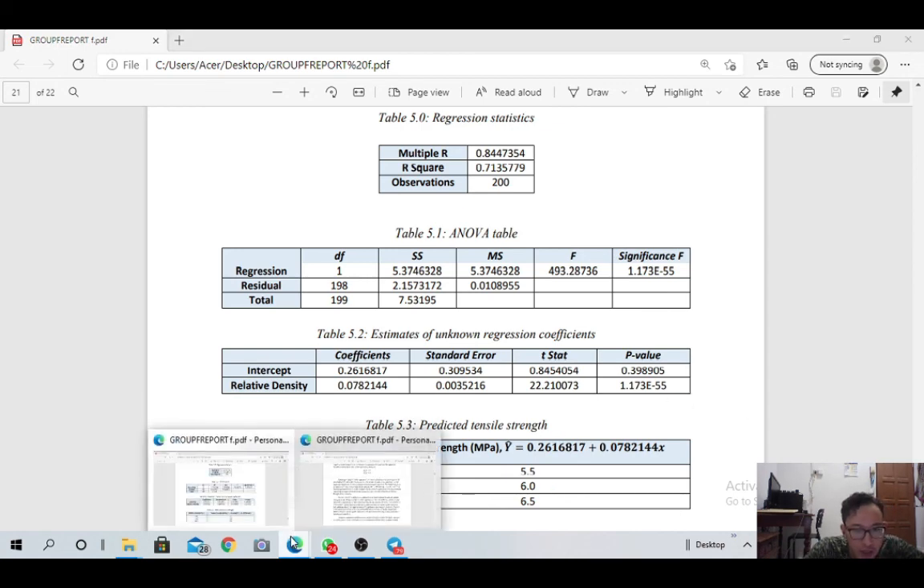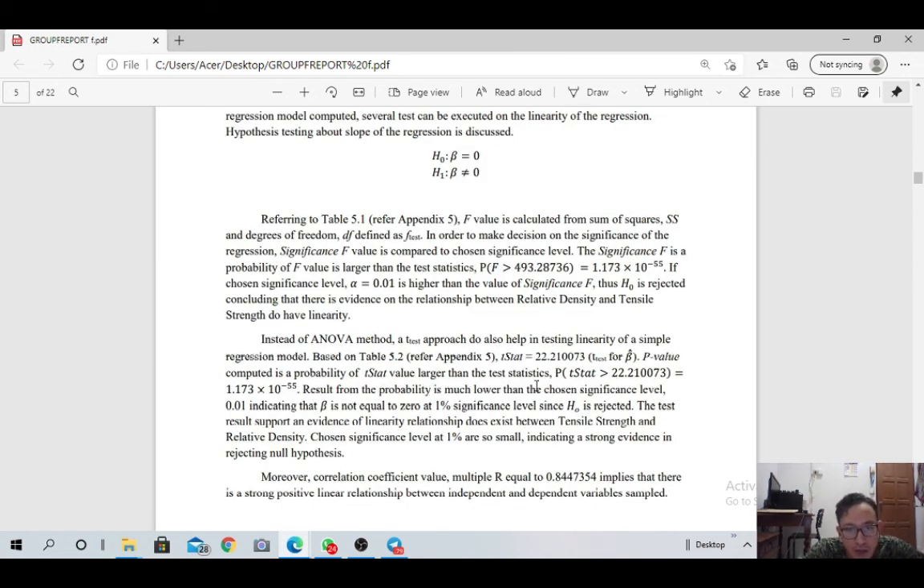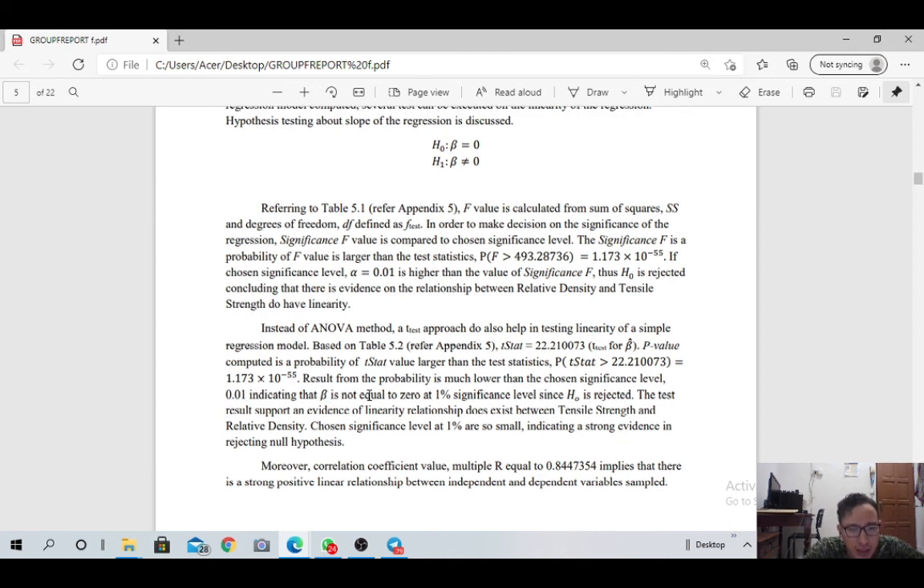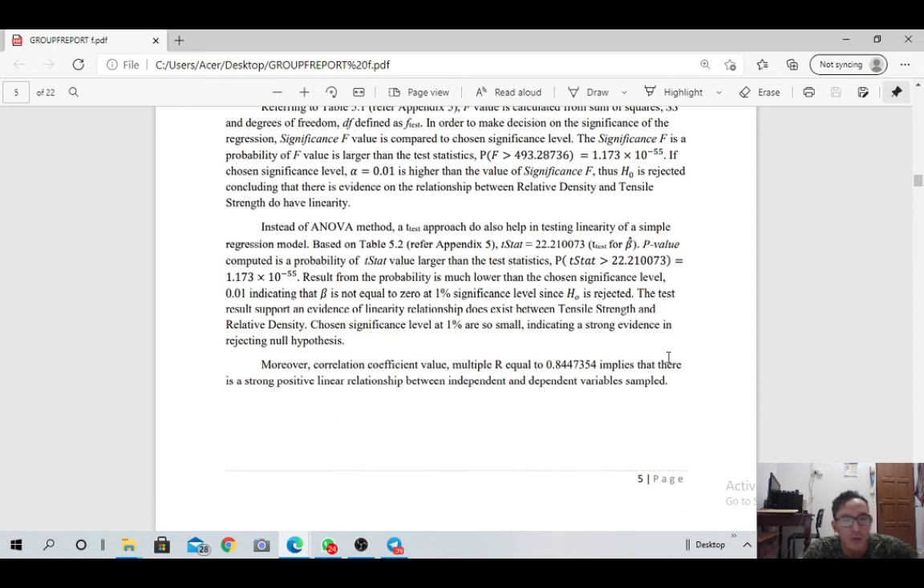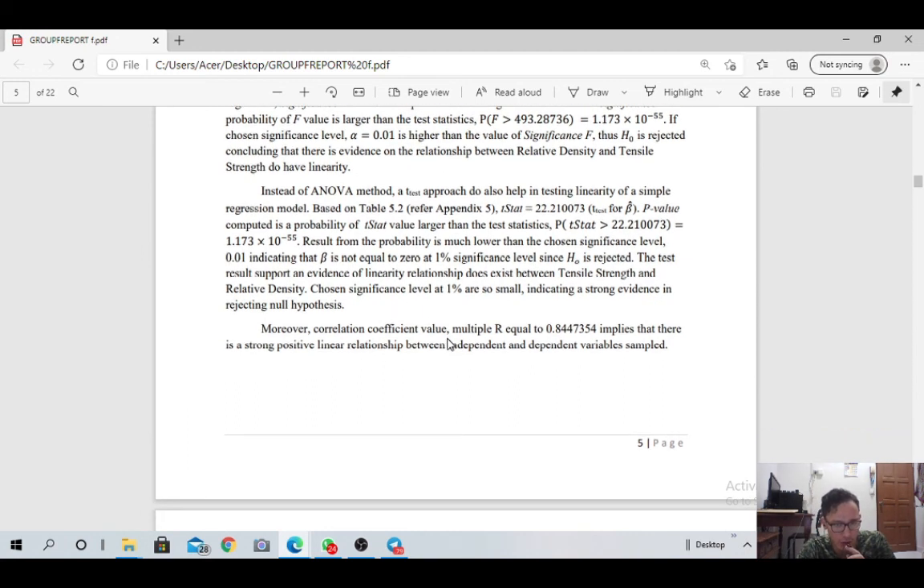So result from the probability is much lower than the chosen significance level 0.01, indicating that beta is not equal to 0 at 1% significance level or 0.01. So hence H0 is rejected. The test results support an evidence of linearity relationship does exist between tensile strength and relative density. Chosen significance level at 1% is so small, indicating a strong evidence in rejecting null hypothesis.